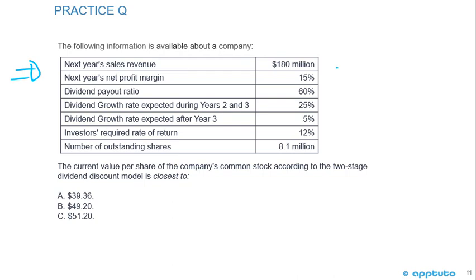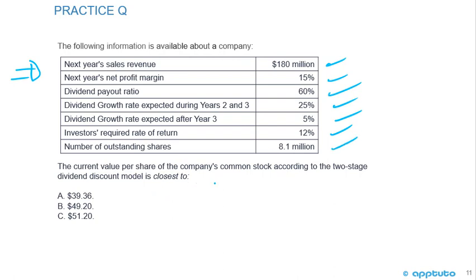So we have next year's sales revenue, $180 million. Next year's profit margin, 15%. Dividend payout ratio, 60%. They seem to like that number. Dividend growth rate during years 2 and 3, 25%. Dividend growth rate after year 3, 5%. Investors' required rate of return, 12%. And the number of outstanding shares, 8.1 million.